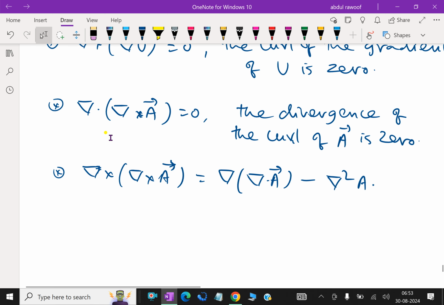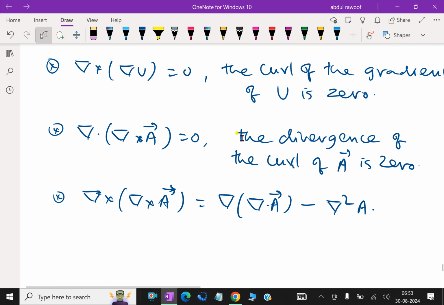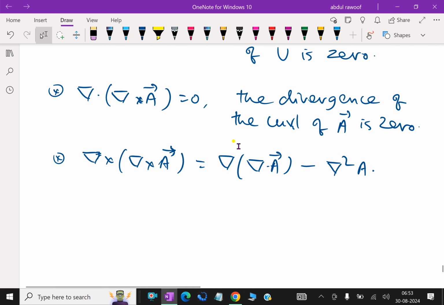Next one, del dot del cross a vector equals 0. That is, this is a divergence. Divergence of curl. This is curl of gradient. Here, divergence of the curl. Divergence of the curl of A is 0. The divergence of the curl of A vector is 0.